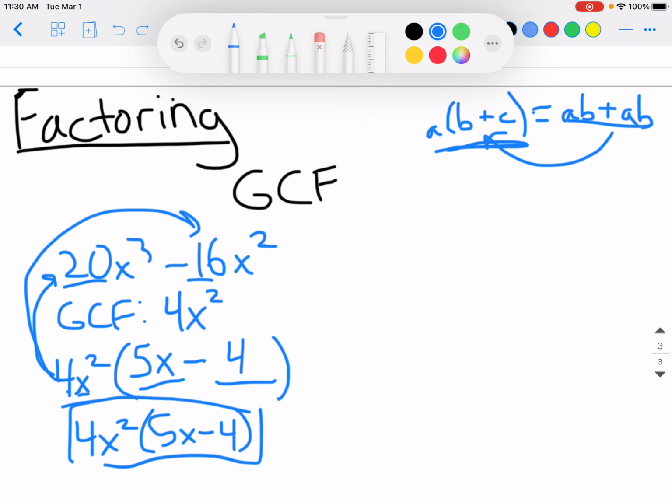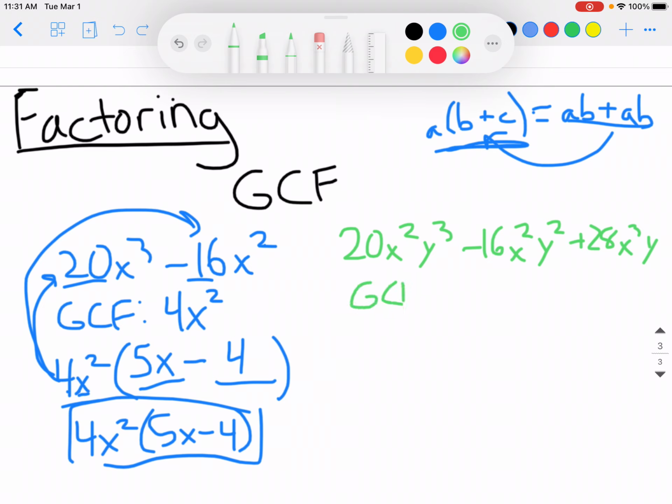Now, let's kick it up a notch. Let's go something a little larger. 20x squared y cubed minus 16x squared y squared plus 28x cubed y. The process is still the same. First, identify the GCF of all the numbers. Well, 20, 16, 28, they still all share a common factor of 4.